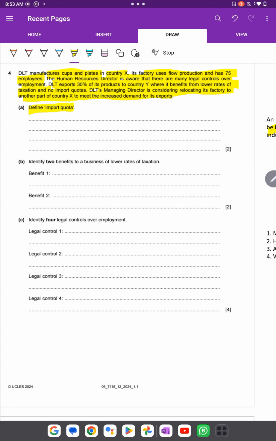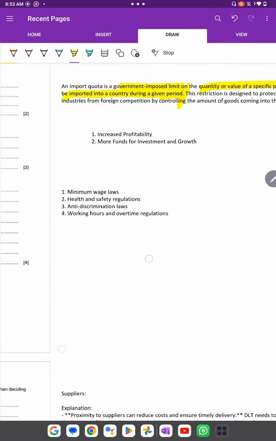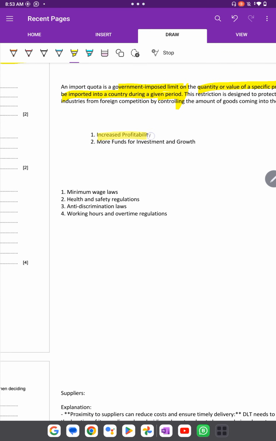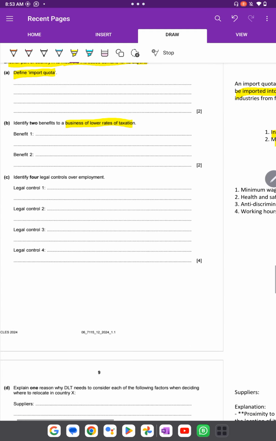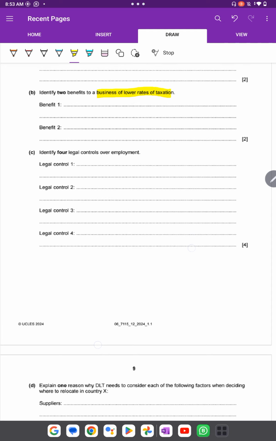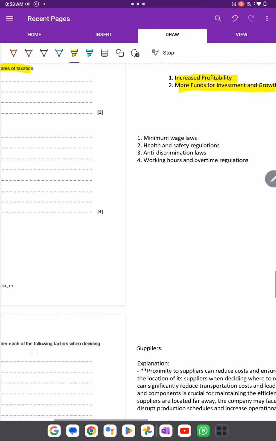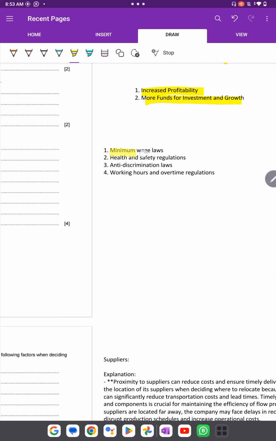Identify two benefits to a business of lower rates of taxation. So the first one is increased profitability, more funds for investment and growth. This is very easy. Identify four legal controls over employment. Minimum wage laws, health and safety regulations, anti-discrimination laws, working hours and overtime regulations.